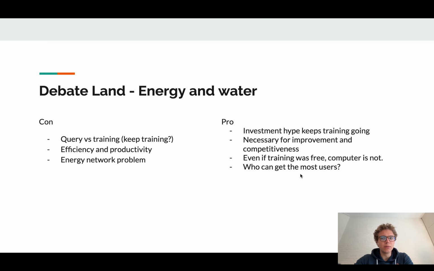Therefore, you could make the argument here that maybe, if we really care about the climate, we shouldn't continue training AI, but AI in its current state we can definitely use with minimal climate impact and a lot of the efficiency gains it brings.